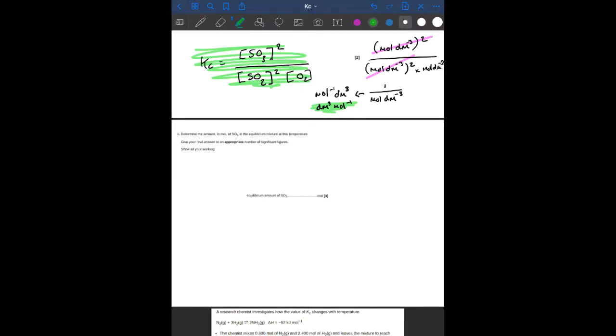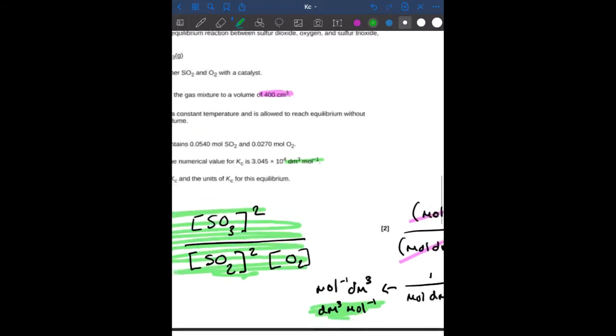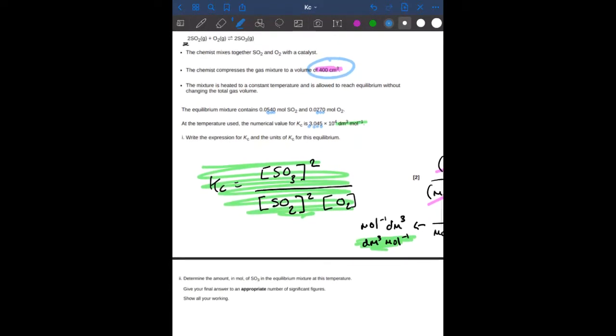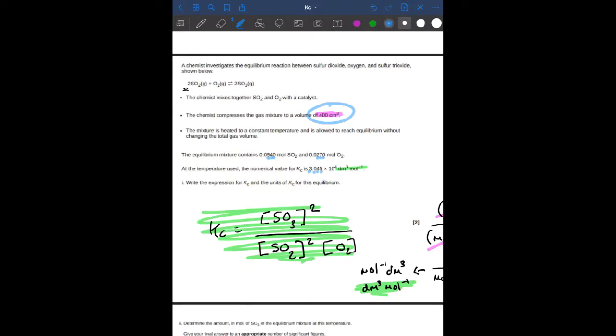Determine the amount in moles of SO3 in the equilibrium mixture at this temperature to the appropriate number of significant figures. This is a really nice point that we can check back to. It's the maths in chemistry. As we go through the question, we have got 3 sig figs here, 1, 2, 3 significant figures, 1, 2, 3 significant figures, 1, 2, 3, 4. When it says to the appropriate number of significant figures, you have got to go with the lowest number of significant figures given in your raw data. So you've got a toss up between 3, 3, 3, and 4.